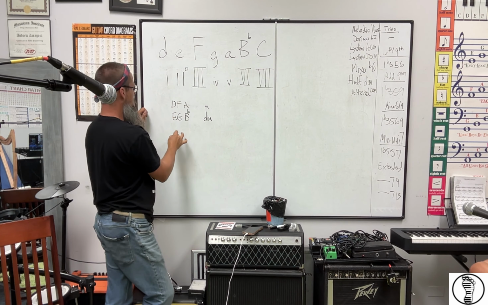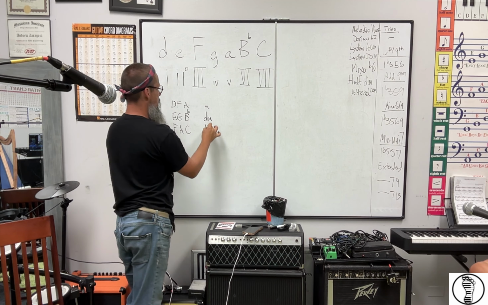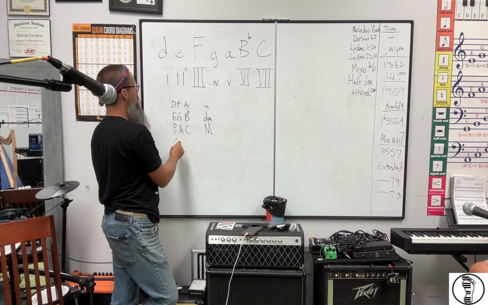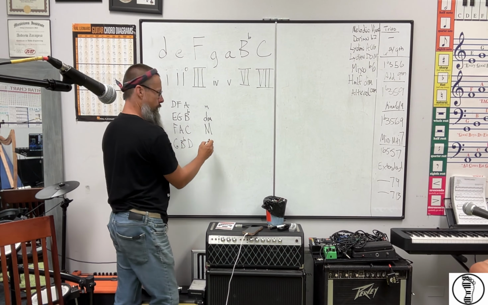What's our 3rd? F? And so that would be F major. You betcha. So we've got a major. Our 4th? So that would be minor. And why is it minor? B flat. It's in the key signature.